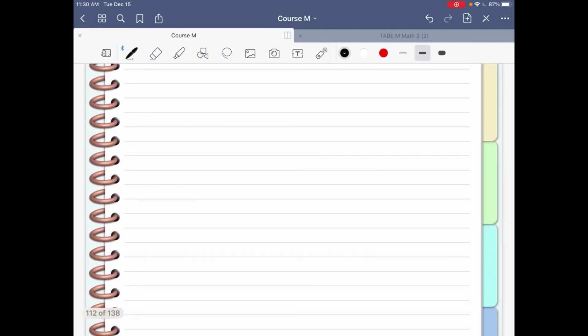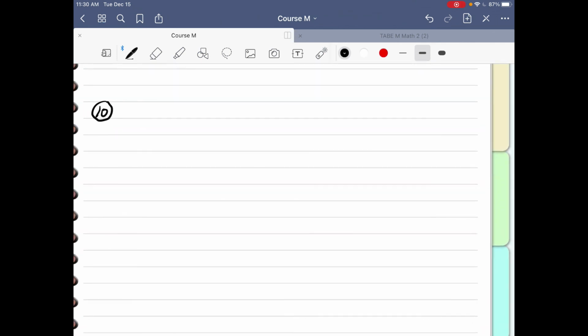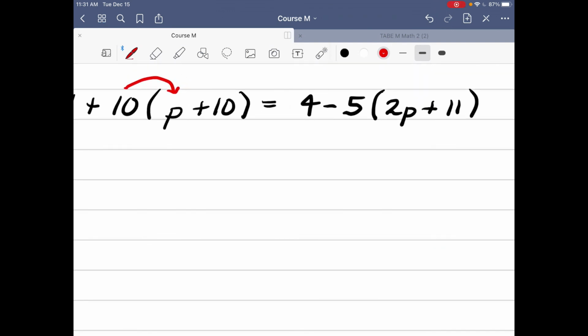Okay, one more and we're going to stop. We have negative 11 plus 10 parentheses p plus 10 parentheses equals 4 minus 5 parentheses 2p plus 11 parentheses. Don't draw the power t until you do your distribution. Let me just zoom in there.